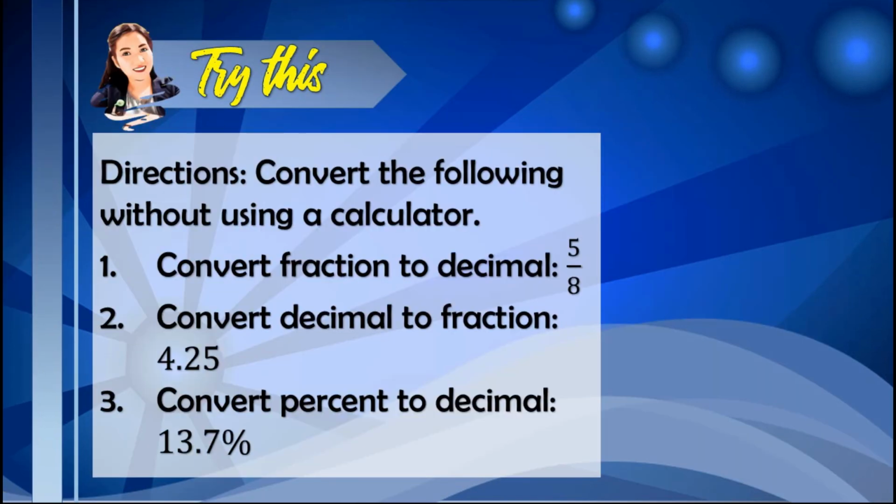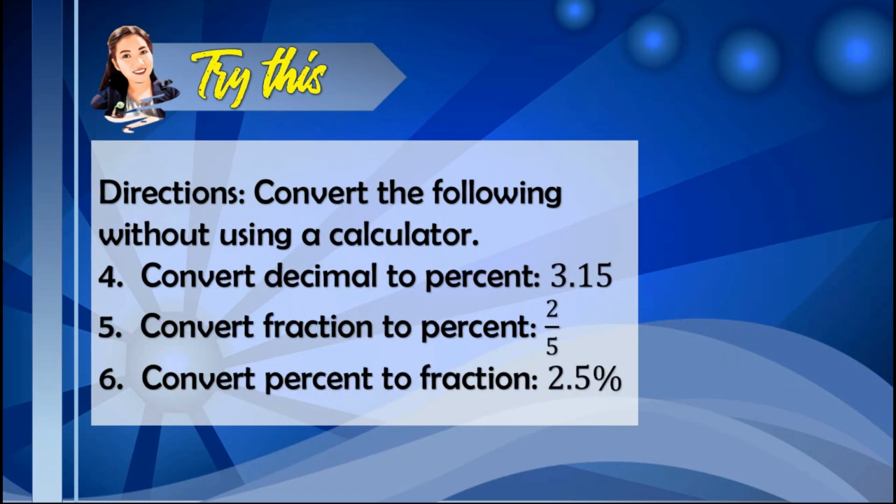Let's check our work. Item number 1, we have 625 thousandths. Item number 2, it's 4 1/4. Item number 3, we have 137 thousandths. Next items. Again, you may pause the video so you can answer these items.